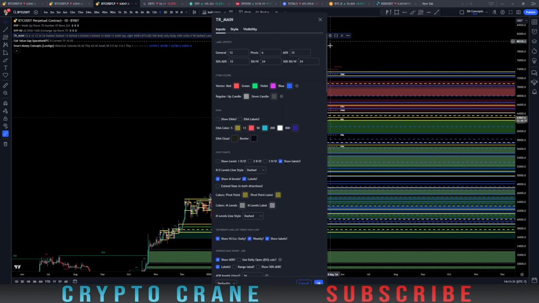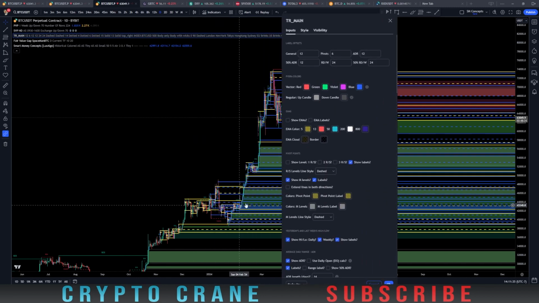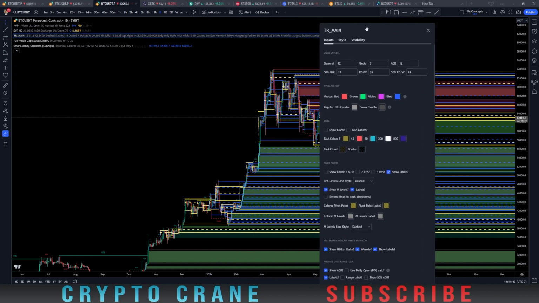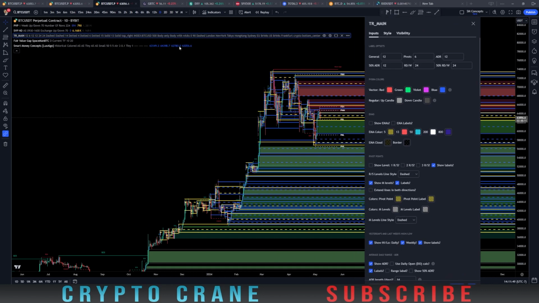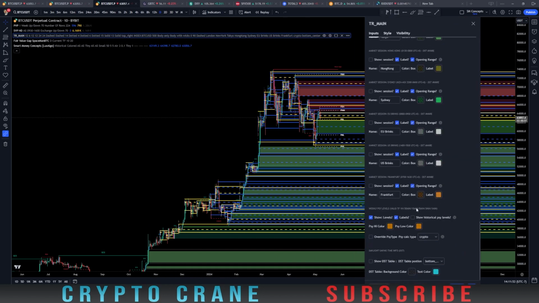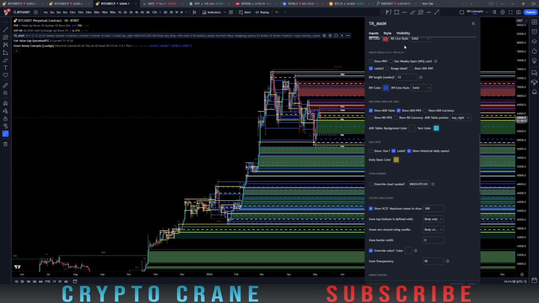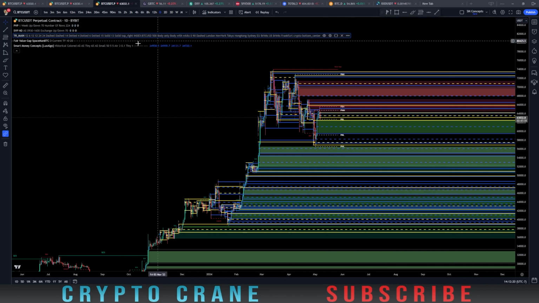Next indicator I got down here, this is Traders Reality Main, and this is going to give you vector candles on the chart, as well as a bunch of other stuff, like a 50 EMA. I do love the 50 moving average. So go ahead, slap this onto your chart, and then go through all of this stuff in the settings. There is a lot to change in here and mess around with. So definitely go ahead, get this, and figure out what you want to use for yourself. So make sure you got that.